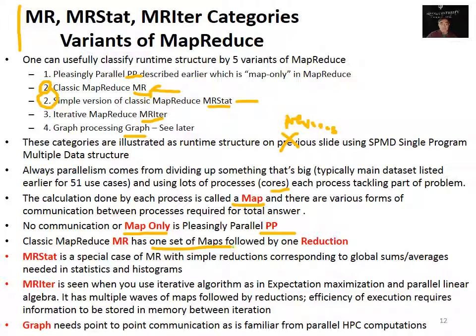Classic MapReduce has 1 map per process followed by a reduction. MRStat is a special case of the above with really simple reductions. MR iterations is MapReduce with more general communication, typically a collective communication. By collective, we mean that all processes are doing things, sending information to all other processes or some important subset of them. And that happens. And then we have to go back to the beginning. Unless we have to go back to the beginning, we must keep everything in memory to avoid writing to disk and reading from disk, because that then dominates the computing. And we described how graph could be important.